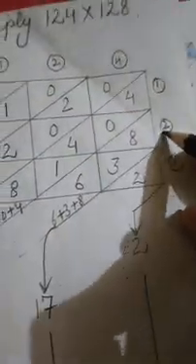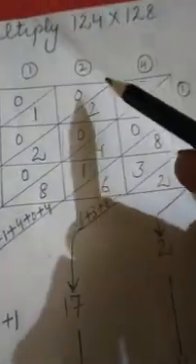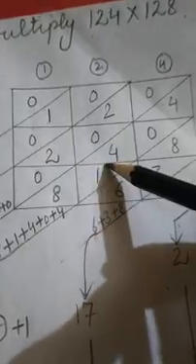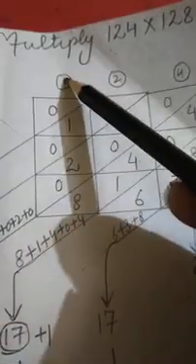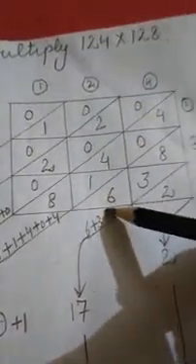Now the second digit is 2. 2 4s are 8, we will write 08, 2 2s are 4, we will write 04. Then 2 1s are 2, we will write 02. Then the third digit is 8, 8 4s are 32, we will write 32. Then 8 2s are 16, 16. Then 8 1s are 8, 08. After that we will add these diagonally.